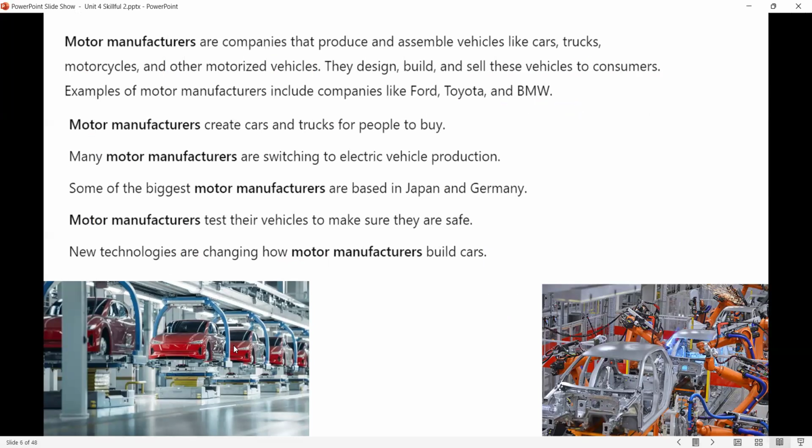Motor manufacturers. Motor manufacturers are companies that produce and assemble vehicles like cars, trucks, motorcycles, and other motorized vehicles. They design, build, and sell these vehicles to consumers. For example, companies like Ford or Toyota or BMW are examples of motor manufacturers. Let's read one or two of these examples together. Motor manufacturers create cars and trucks for people to buy. Many motor manufacturers are switching to electric vehicle production. Please read the others by yourself.